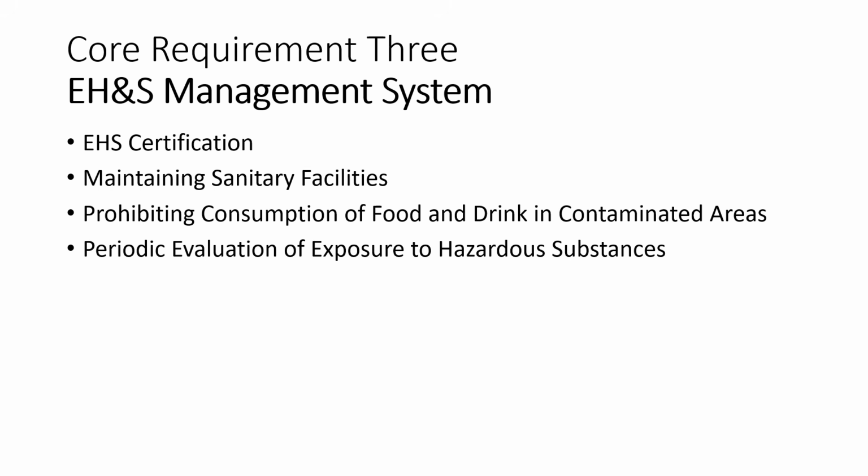Core 3 will also contain additional requirements such as maintaining sanitary facilities, the prohibiting of food and beverage in areas not maintained free of contaminants, and periodic evaluation of exposure to hazardous substances. This last one will look a little different for everyone, depending on our specific scope and how we process. For some, this may mean IH or an industrial hygiene sampling, while for others, this won't.